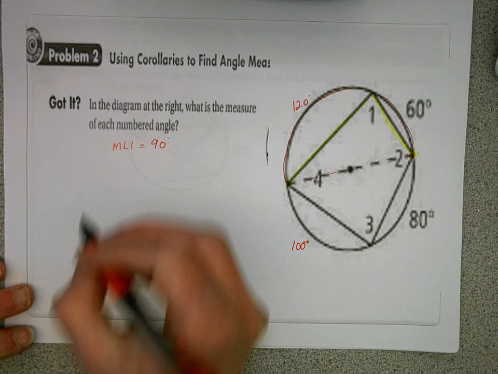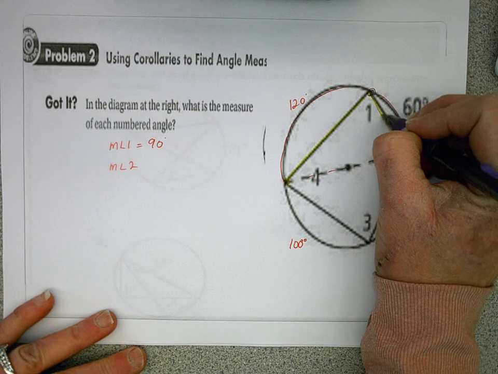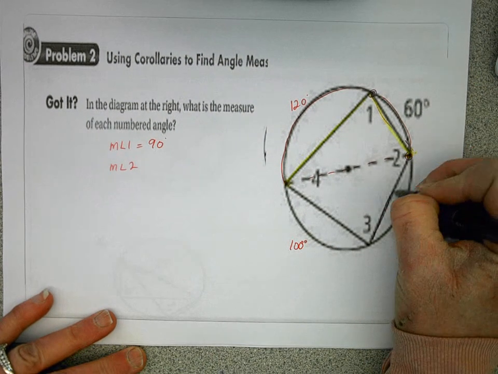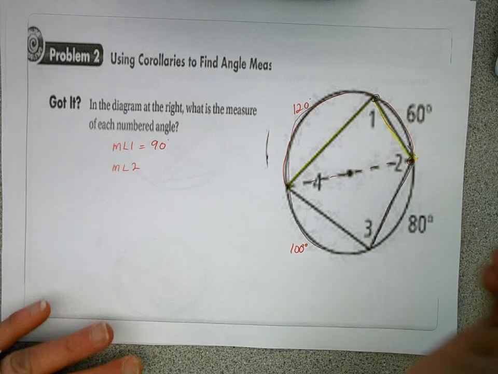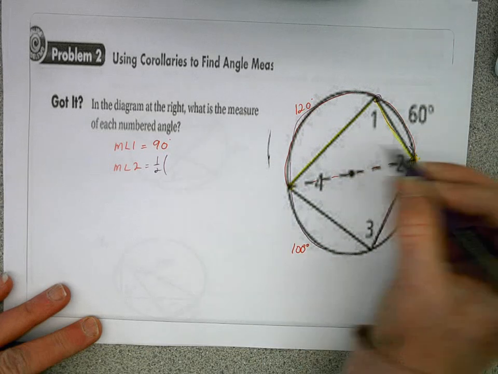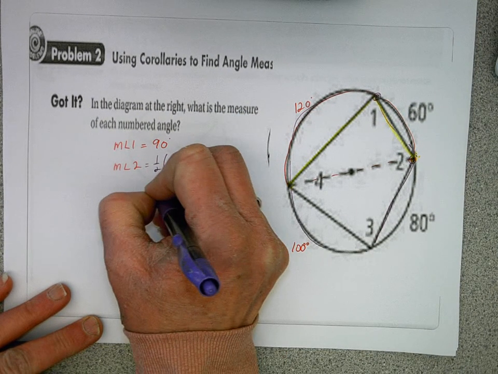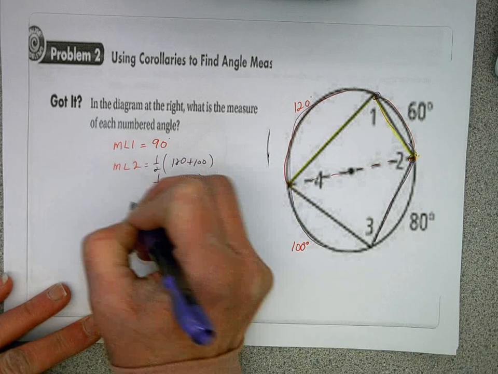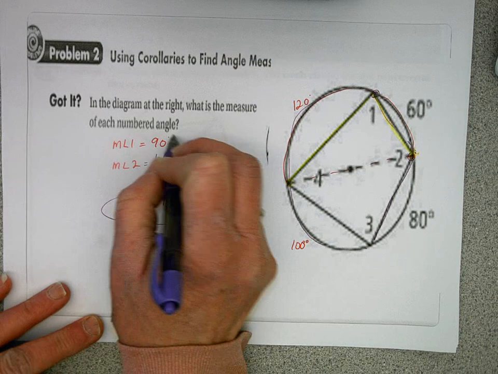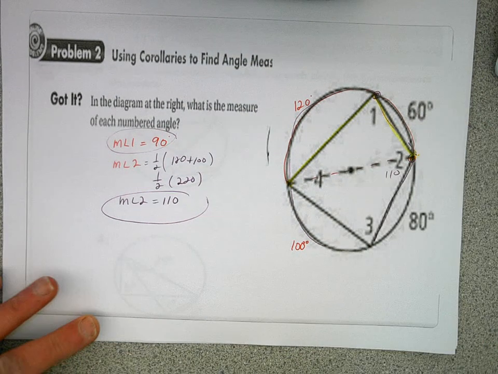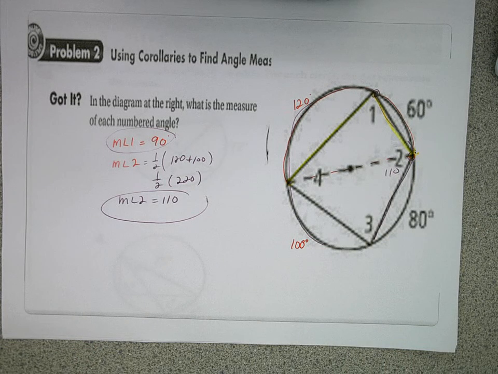Okay, angle 2. Angle 2 goes from here. Again, you're going to do a lot of tracing. Here to here, which is all the way here. So it should be half of, because it's inscribed, 120 plus 100. So half of 220. So the measure of angle 2 is 110. And realize that this diameter may or may not cut that angle in half. We don't know that yet.